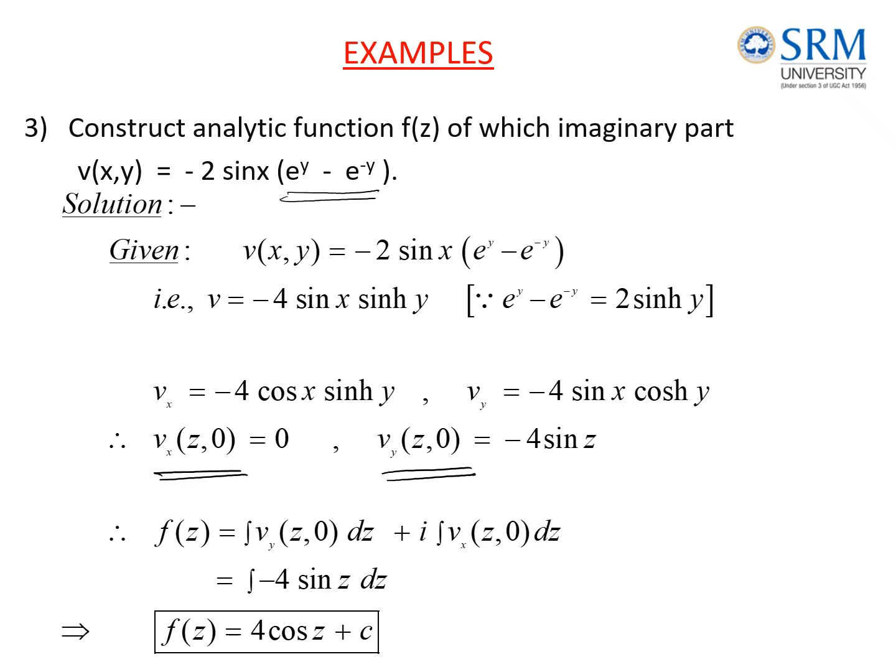Then apply the Milne Thomson method: f of z equals the integral of vy at (z, 0) plus i times the integral of vx at (z, 0). Substitute vy and vx here, so that x is 0. So this integrand will become 0, and this term will become 0. Remaining, if you integrate with respect to z, the integral of sin z is minus cos z. So altogether we'll get 4 cos z. This is how we can construct the analytic function by applying the Milne Thomson method.